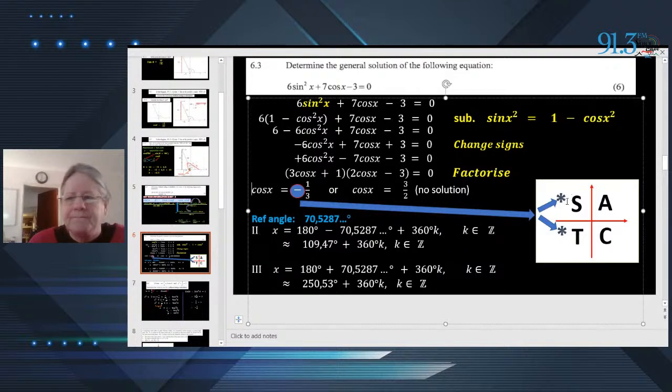Now in quadrant 2 over here, this is the 180 minus, because 180 is over here where I'm pointing. And to get there, it is a 180 minus your angle. So we will do 180 minus your 70.5287 plus 360k, comma, k is an element of z.